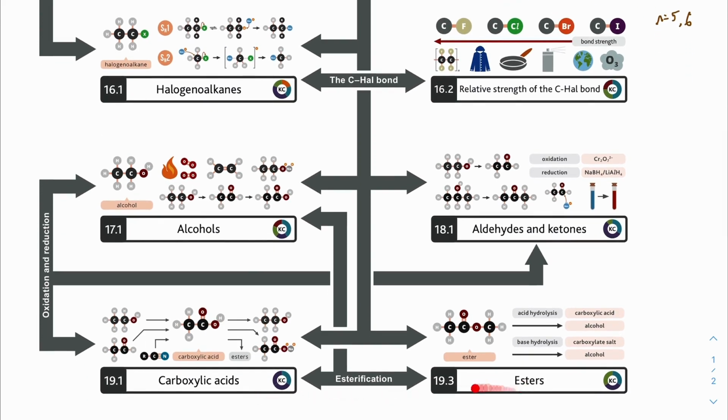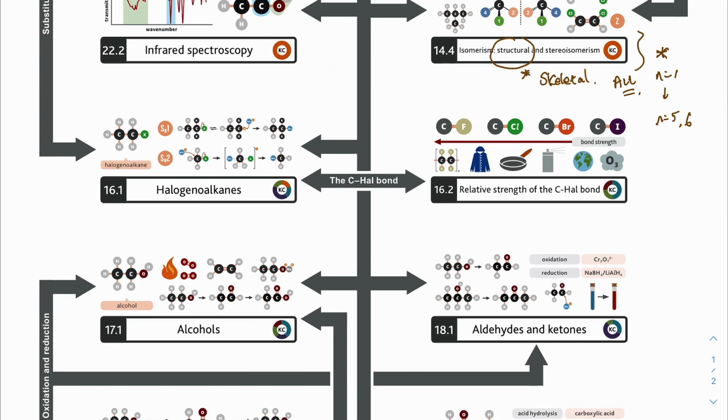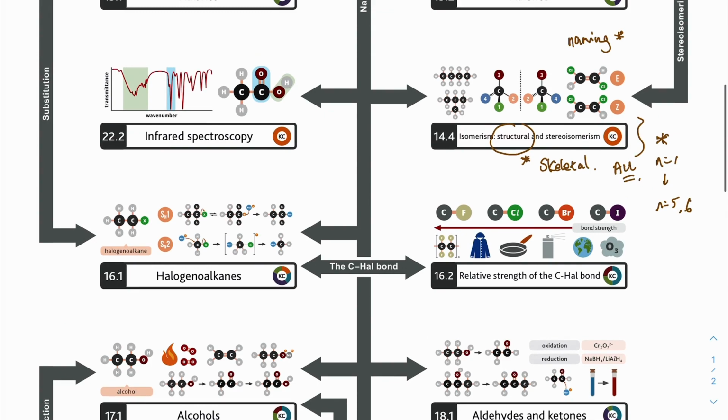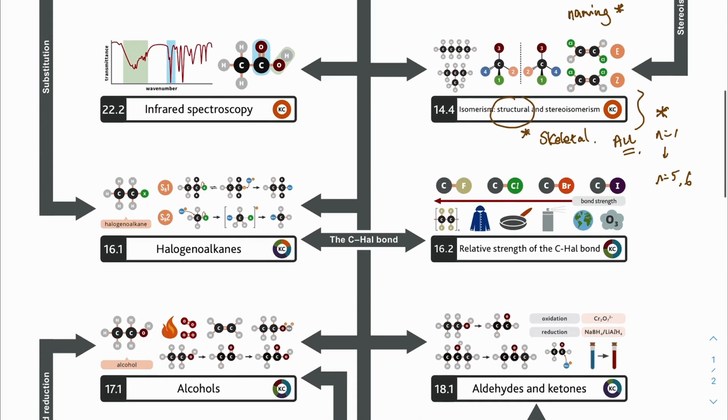Whereas carboxylic acid and esters, if the total number of carbons are the same, are another combination that will give you structural isomers, specifically functional group isomers, just like aldehydes and ketones. Moving on, I'll talk about infrared spectroscopy last because it's an analytical technique.